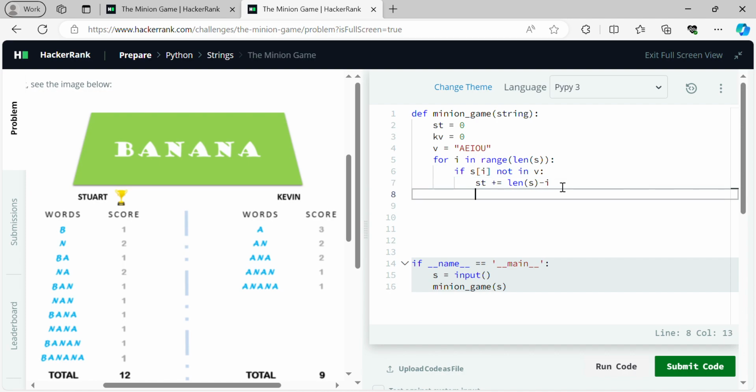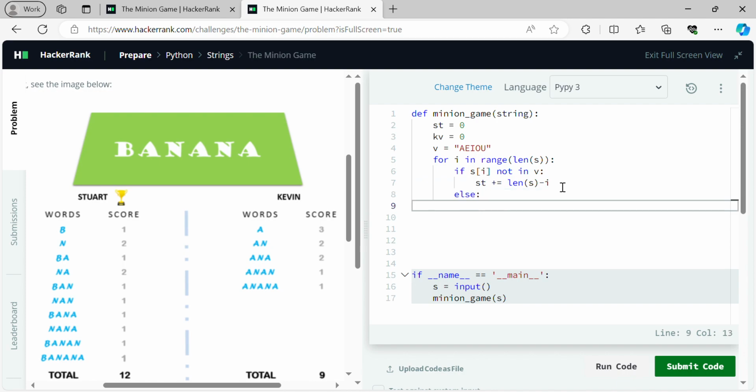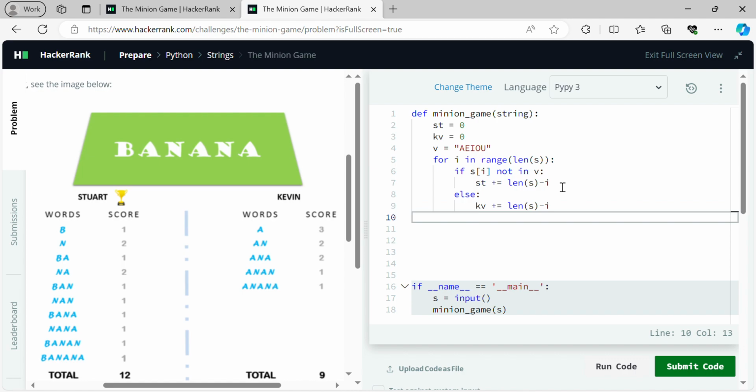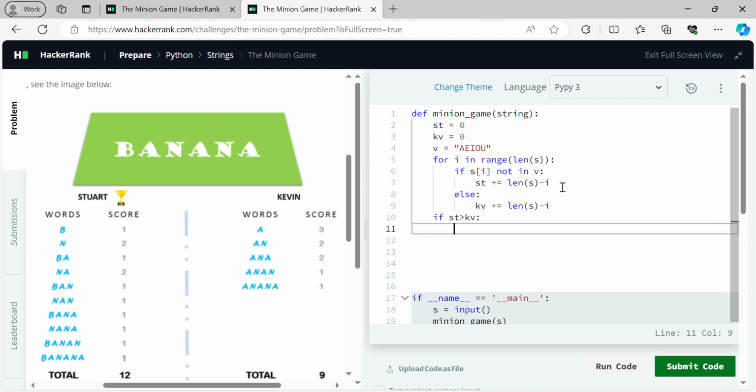And coming to the next, else, we will increase kv by substrings equal to length of s minus i. And I will write if st greater than kv, I will print. I need to print like this.